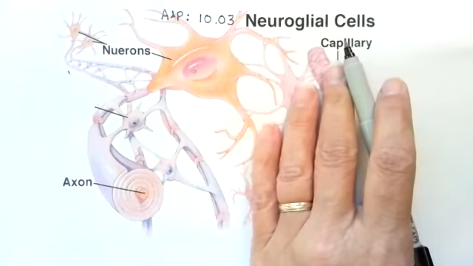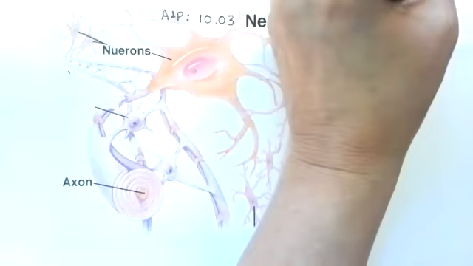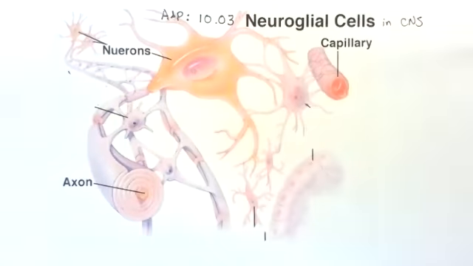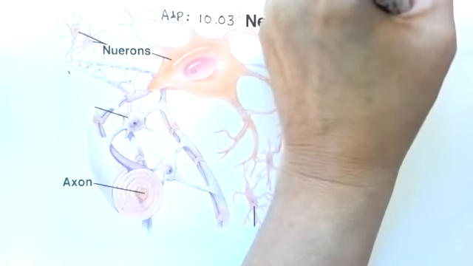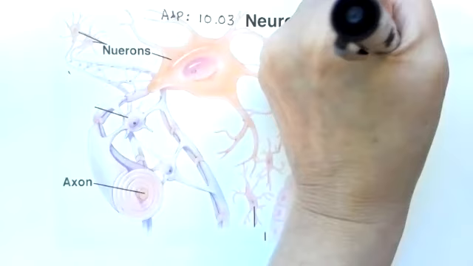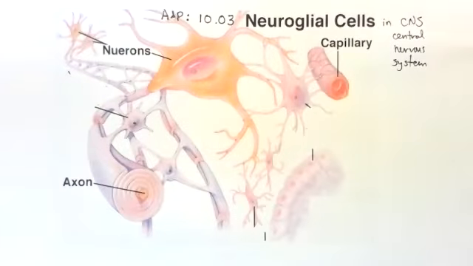And we're not just talking about any neuroglial cells. We're talking about neuroglial cells in the CNS, which stands for central nervous system. So we're talking about cells that are in the central nervous system. We're going to contrast that to neuroglial cells that we find in the peripheral nervous system in the next slide.